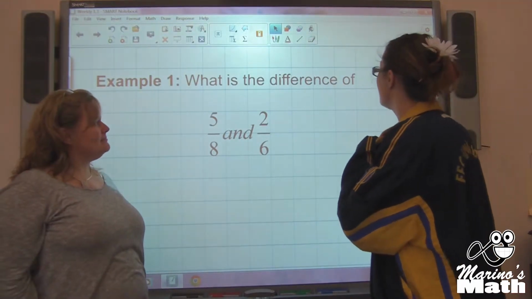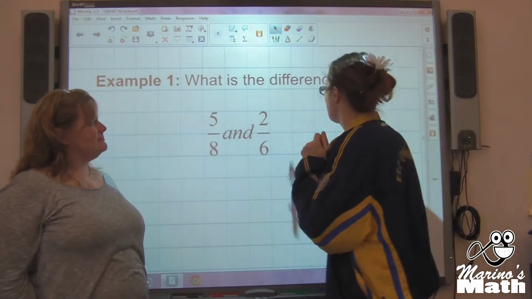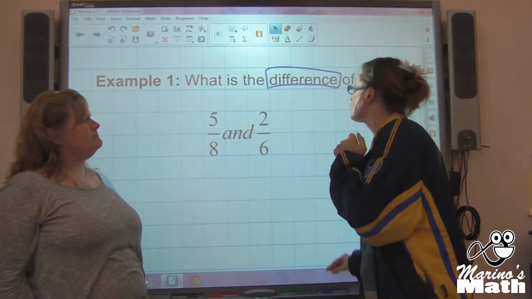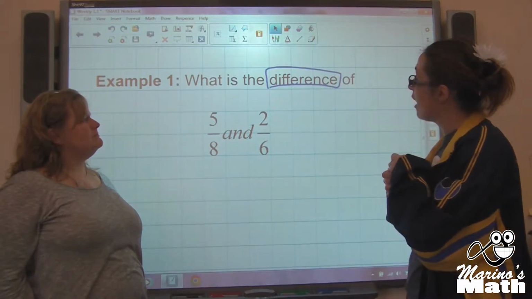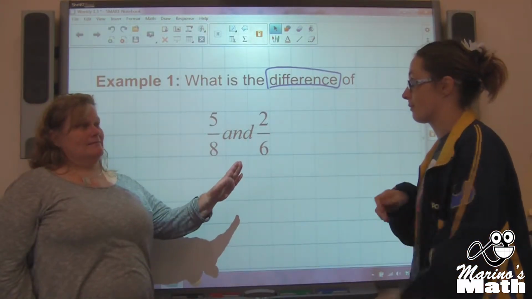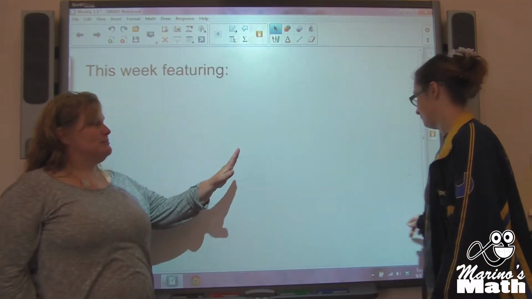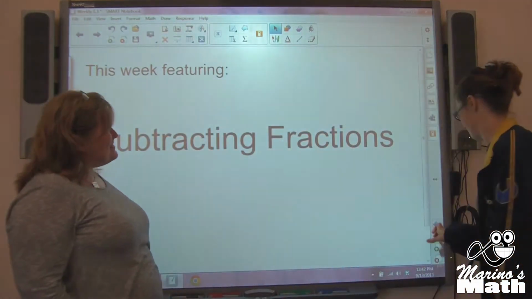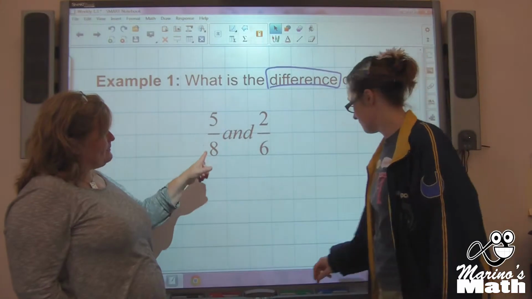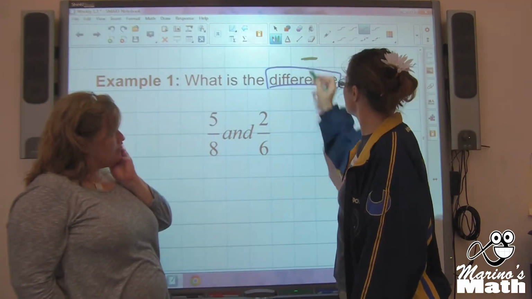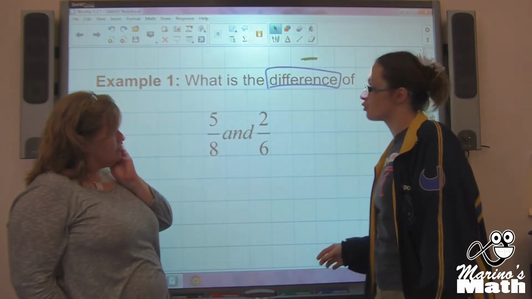Example 1, what is the difference? I better underline that because we're going to need to know about that. So what is the difference of 5/8 and 2/6? I'm guessing that difference means subtraction because we just had that. Yeah, that was my clue. So this could be rewritten as 5/8 minus 2/6. I think yes, difference means to subtract.